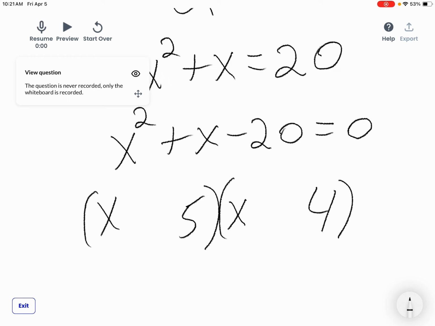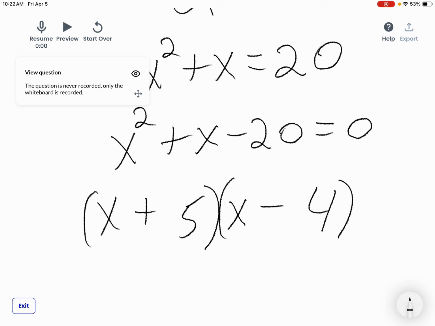We need opposite signs to get to a negative 20. Since we have a positive x in the middle, we need x plus 5 and x minus 4. We can check that by distributing, and we get x times x, so x squared, and then x times negative 4 is negative 4x, and then plus 5 times x. So we get x squared minus 4x plus 5x. That combines to give us a plus 1x, and 5 times negative 4 is indeed negative 20.